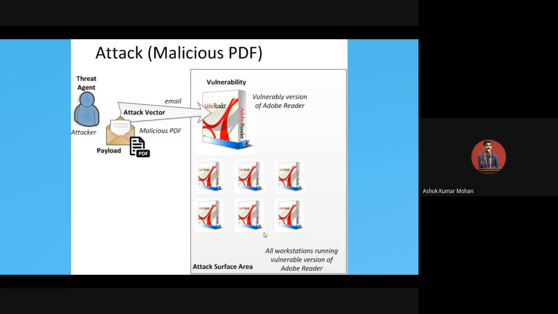Who is the threat agent? Someone is sending you a mail pretending to be from a government organization or the IT returns group. So they are the threat agents. They know you are vulnerable: you are going to click the mail and open it. So they are the threat agent. What are they doing, and what is the payload they are using?